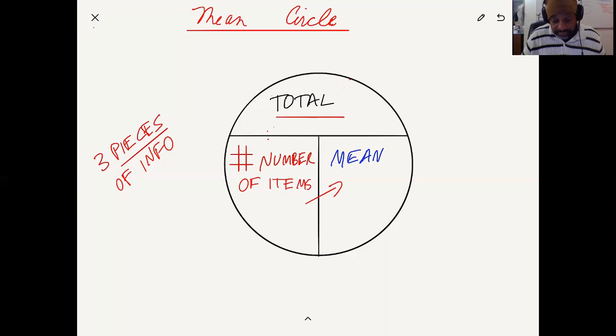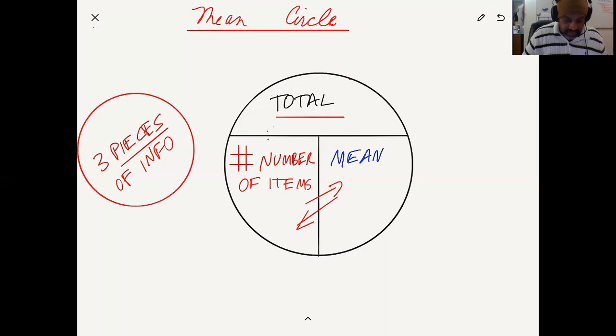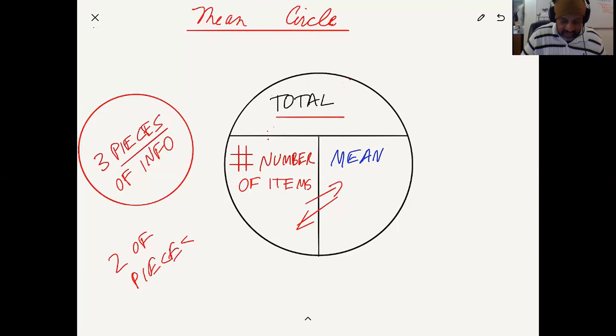Another thing that you can do, if you know the total and you know the mean, you can also figure out the number of items. So basically, this table provides 3 pieces of information. In order for us to get problems done, the problem has to give us 2 of the pieces of information and we figure out the third one. Okay, so total divided by the number gives you the mean.